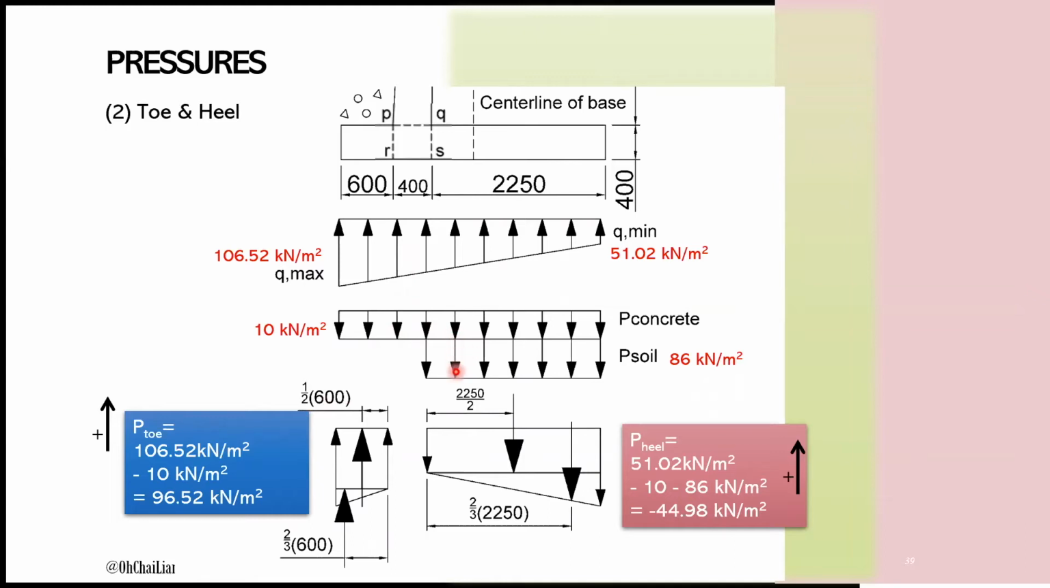Let's have a closer look at the interaction beneath the base. A net pressure can be obtained by summing up the upward bearing pressure and the downward vertical pressure. It can be seen that the net pressure of 96.52 kN per meter square acting on the toe goes upward, while 44.98 kN per meter square is acting downward on the heel. We can skip determining the base region below the wall, as we only need to determine bending moment at face PR for toe and face QS for heel.